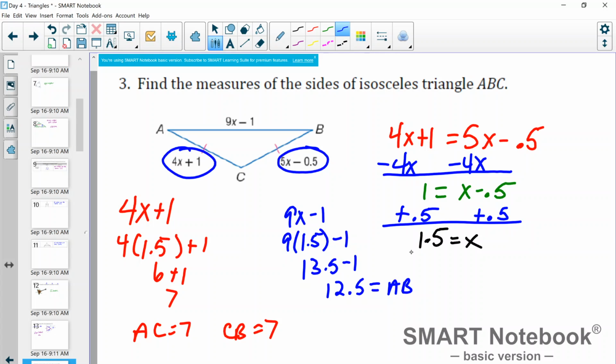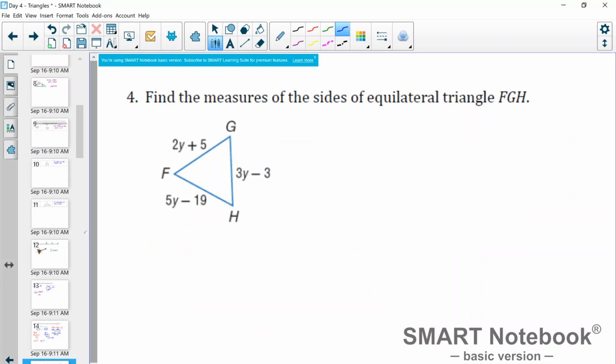So again, we solved algebraically using a two-step equation, and then we plugged our answer in to figure out the lengths. And we can do the same thing based on what we know. We have an equilateral triangle here, so we need to figure out the lengths of the sides. Equilateral triangle means all three sides are equal. So as long as I can figure out the value of y, all I have to do is plug it into one of the three expressions, and I will have the measures of all three sides.